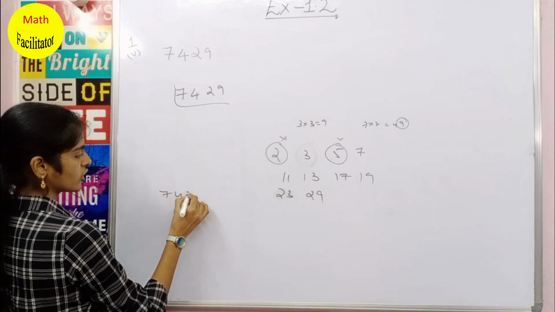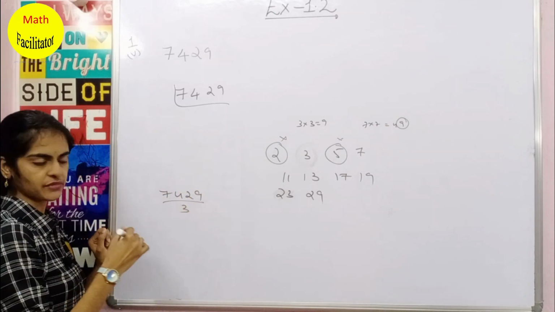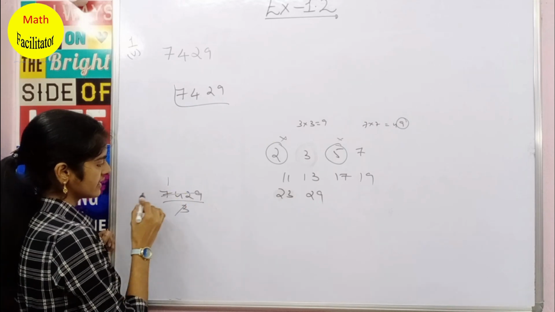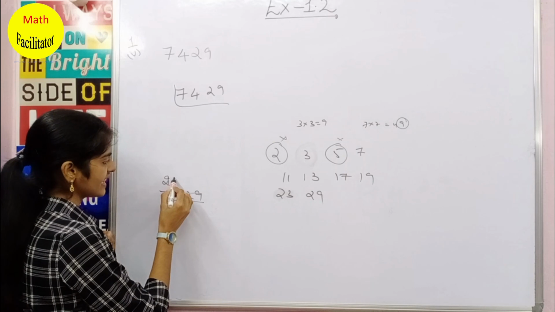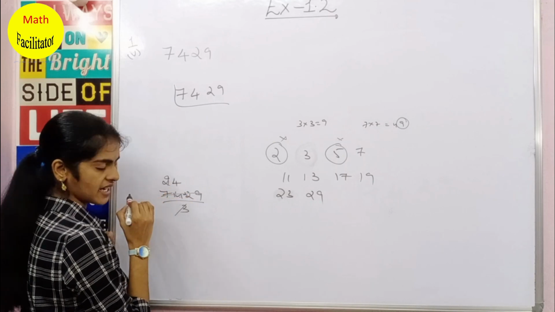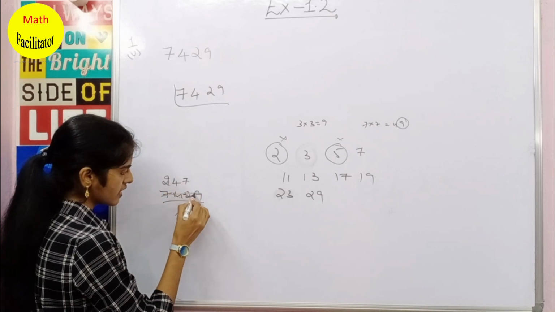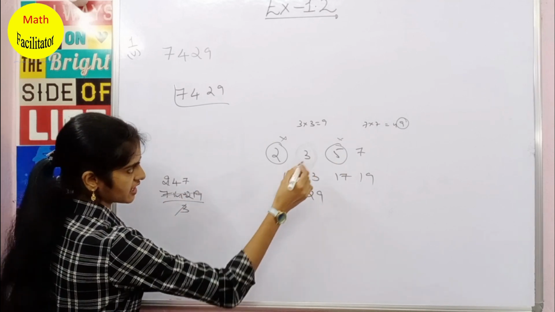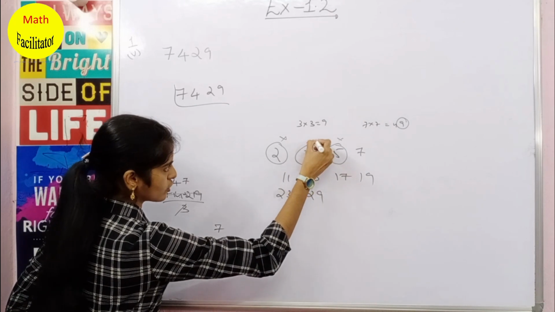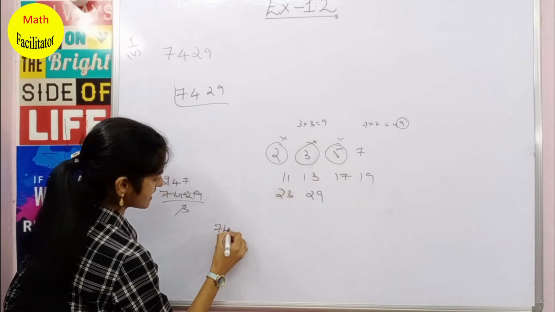Now 7429, is it divisible by 3? Okay, so 3 2s are 6, 1 is a remainder, now 14. So 3 4s are 12, now 2 is a remainder. Okay, 3 7s are 21, so 1 is a remainder, you have 19, which is not divisible by 3. So this case is also ruled out. Let us check for 7 now.